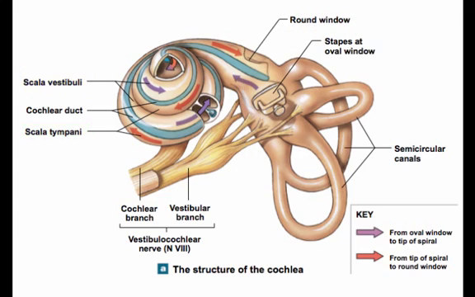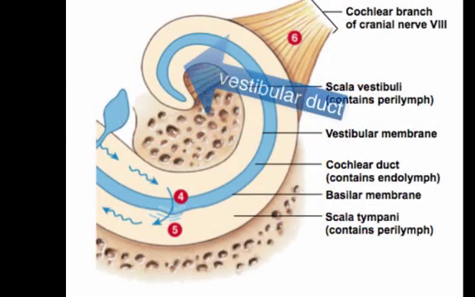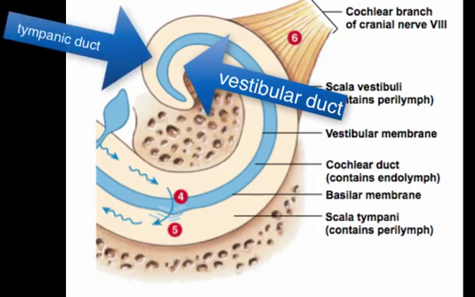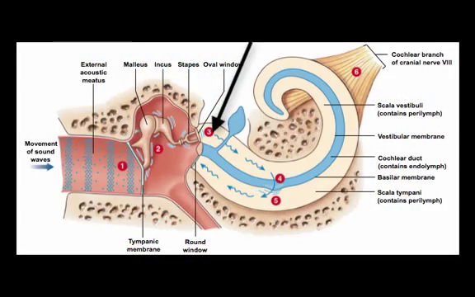The outer surfaces of these ducts are the bony labyrinth. The vestibular duct is continuous with the tympanic duct at the tip of the cochlear spiral. The vestibular duct starts at the oval window and extends to the tip of the cochlear spiral, and then continues back to the round window as the tympanic duct. The cochlear duct is the structure that divides the vestibular duct from the tympanic duct.